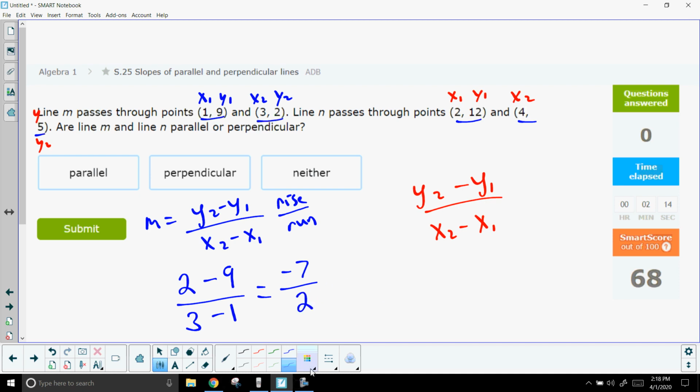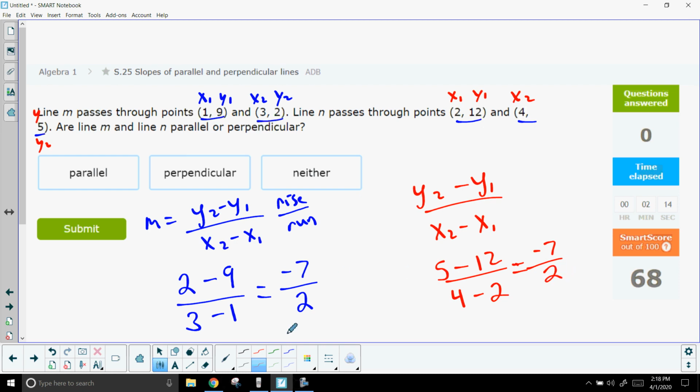All right, switching colors for this one. Plug it in. y2 is 5 minus y1, which is 12, over x2, which is 4, minus 2. Again, checking negatives. This is a minus sign from the formula. So if it was like a -2, it'd be a -2 right here, so it'd be negative, negative, which changes to positive. We don't have that situation, so we're going to keep going. 5 minus 12 is -7. 4 minus 2 is 2.